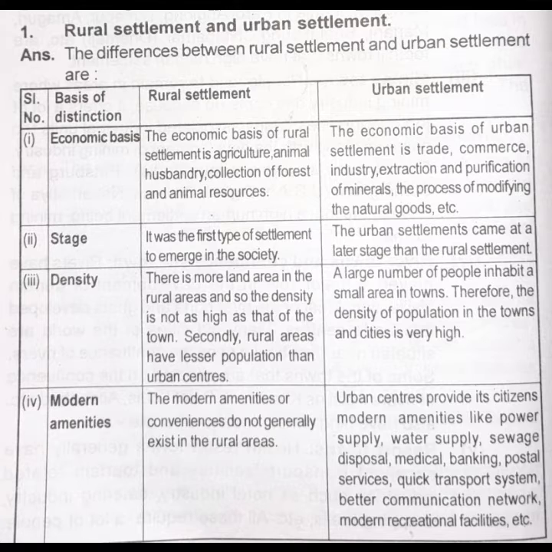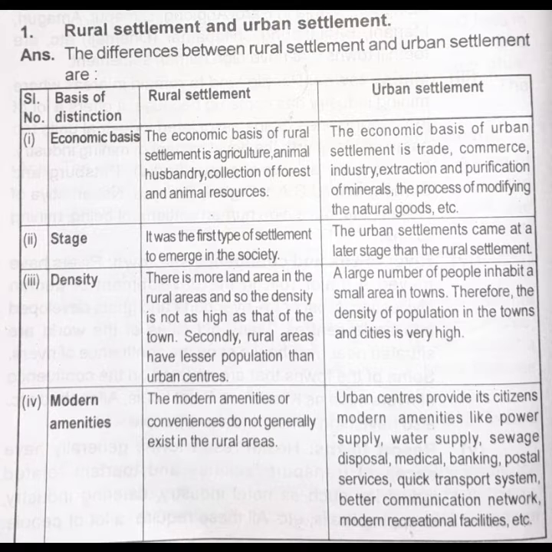In urban settlement, a large number of people inhabit a small area in towns. Therefore, the density of population in the towns and cities is very high. Next, number 4, on the basis of modern amenities.